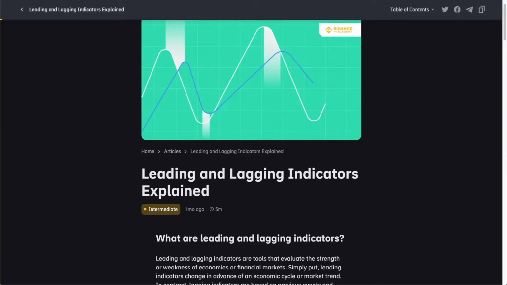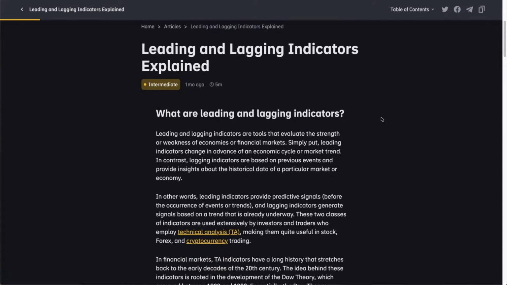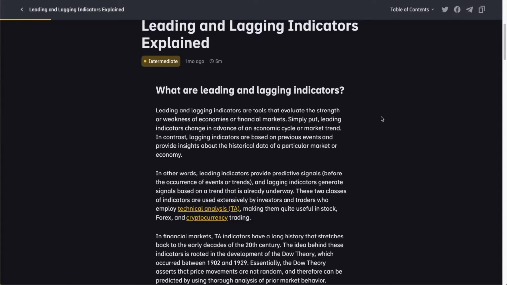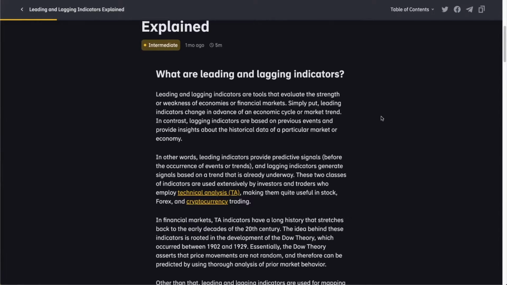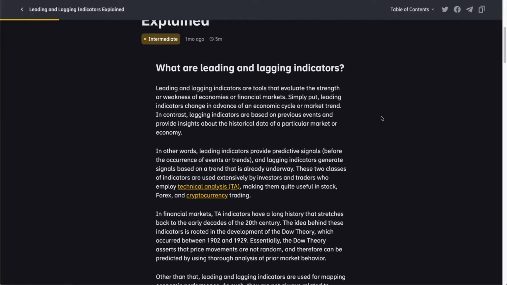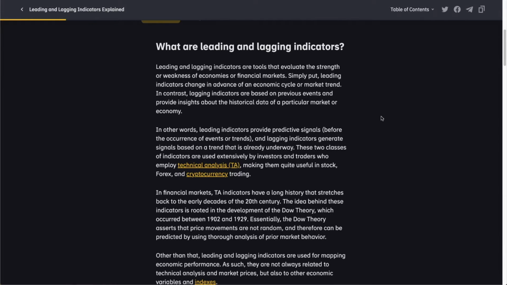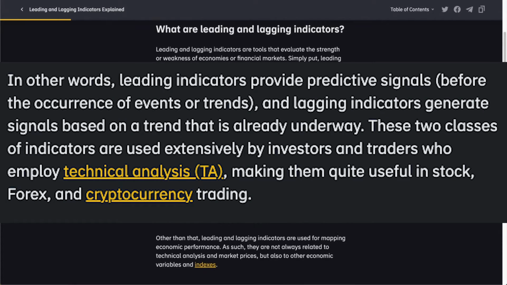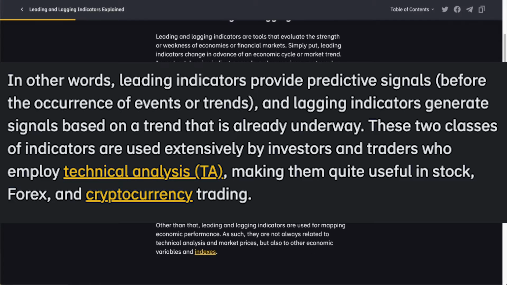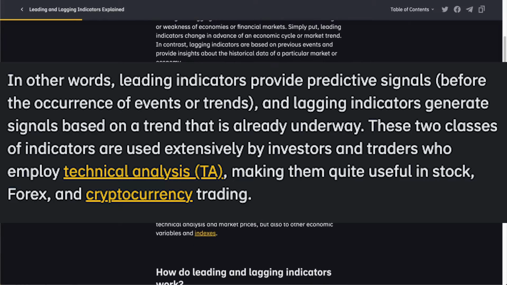Well, leading and lagging indicators are tools that evaluate the strength or weakness of economies or financial markets. Simply put, leading indicators change in advance of an economic cycle or market trend. In contrast, lagging indicators are based on previous events and provide insights about the historical data of a particular market or economy. In other words, leading indicators provide predictive signals before the occurrence of events or trends, and lagging indicators generate signals based on a trend that is already underway.